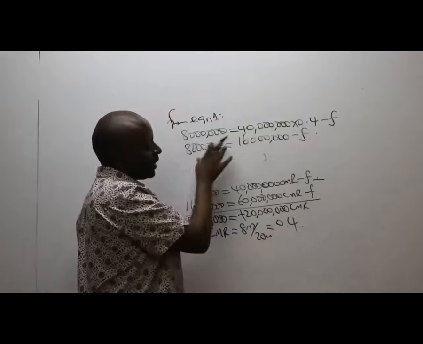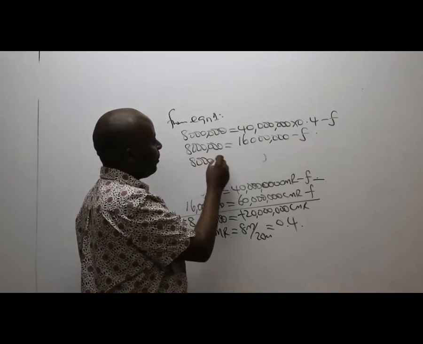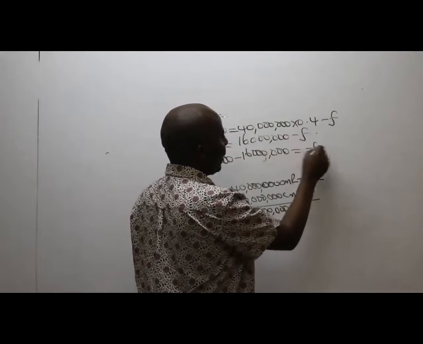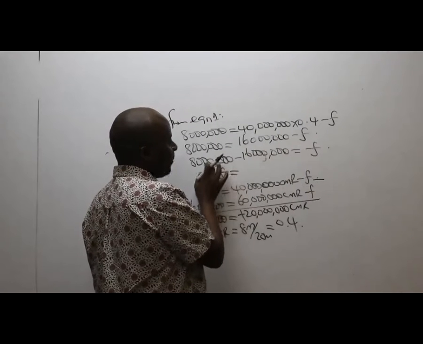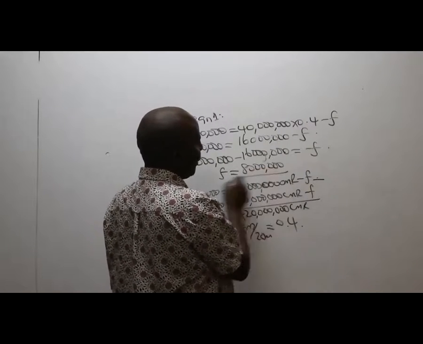Crossing over, of course, means that it has to take a negative. So it will be 8 million minus 16 million equals minus F, implying that F at the end of the day, of course, this will be negative 8 million. F at the end of the day will be positive 8 million, like that.